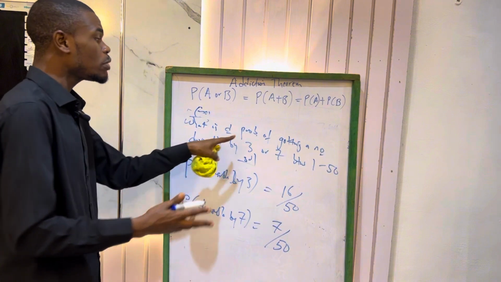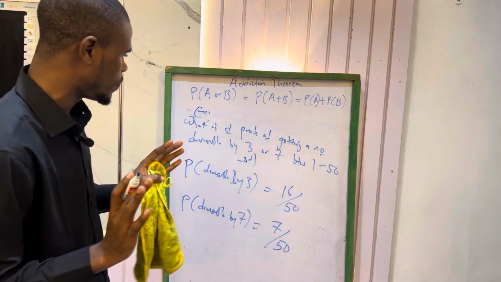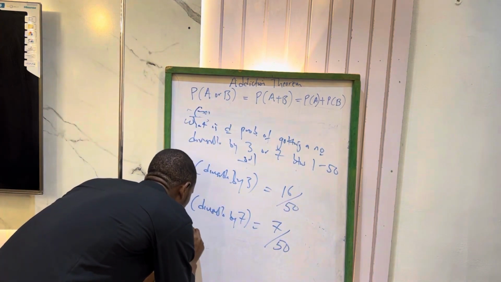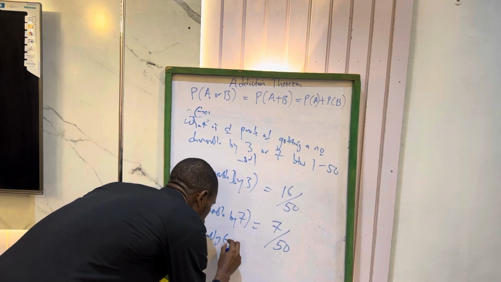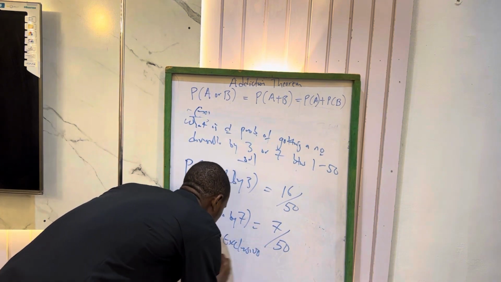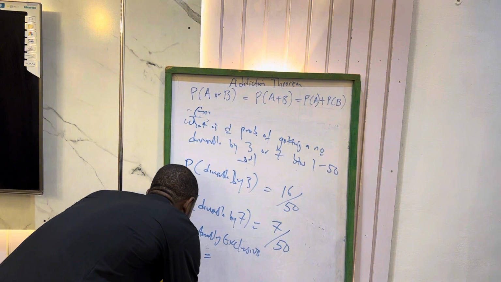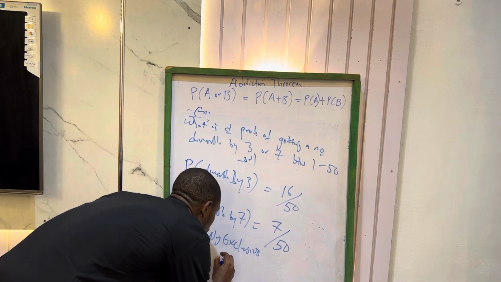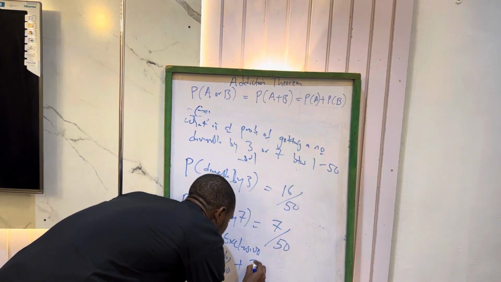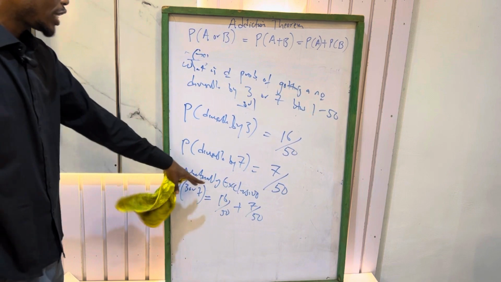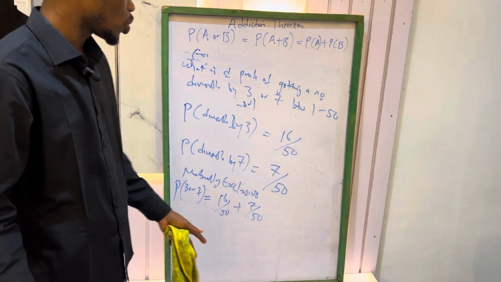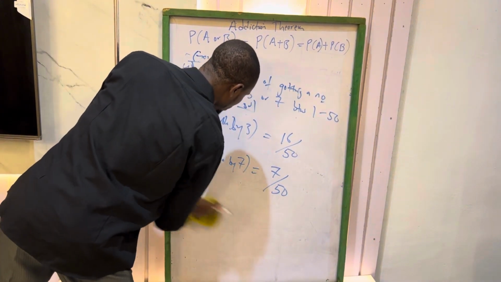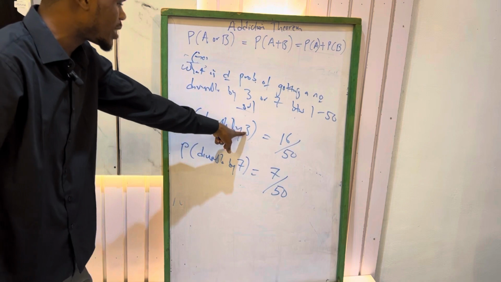Assuming these two events are mutually exclusive, you would just get 16 plus 7. But they are not mutually exclusive. P(3 or 7) would give 16 over 50 plus 7 over 50, so your total answer would just be 23 over 50, which is not correct, because both events are not mutually exclusive.